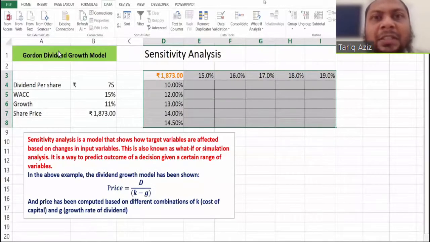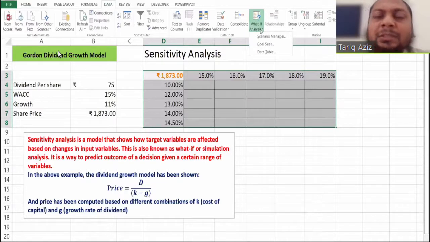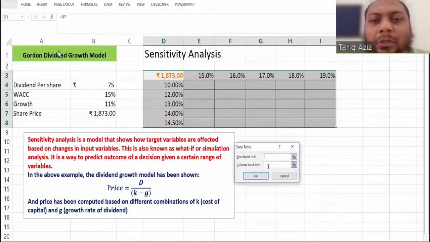Under the data tab, you will see the What-If Analysis option. Once I click that option, three more options will be visible. The third option is Data Table. I will click on Data Table. After clicking on Data Table, it will ask for the row reference and the column reference. I mean, it is asking me what these figures are, 15, 16, 17, 18, 19.